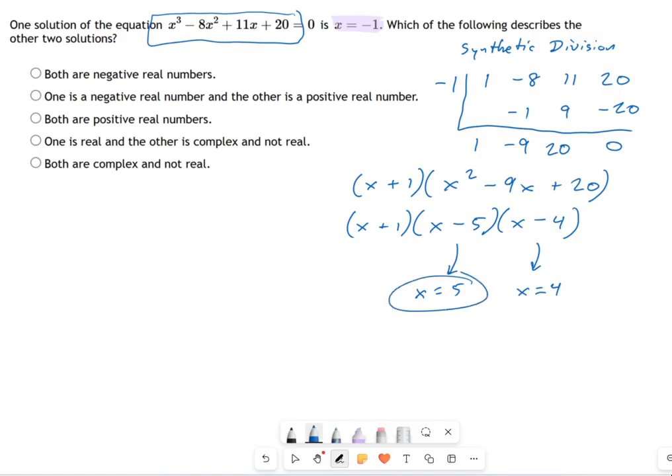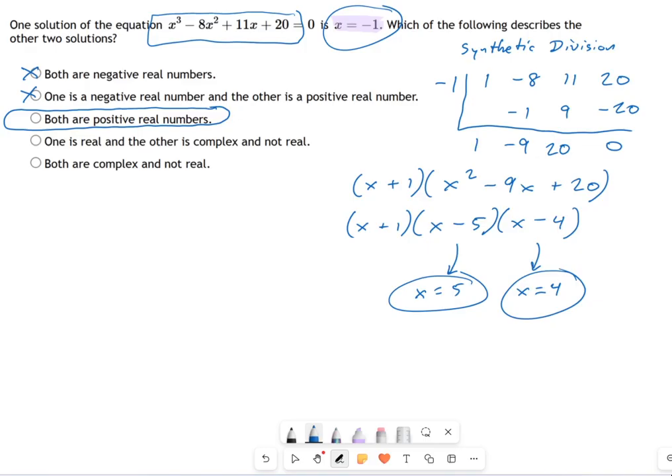So now I have three solutions here, one being the -1 that I started with, two of them being right here. And if I look over this list, are both negative numbers? No, that's not it. One's negative, one's positive? Nope. Both are positive real numbers. There we go. Both are positive real numbers. That's the solution to this problem.